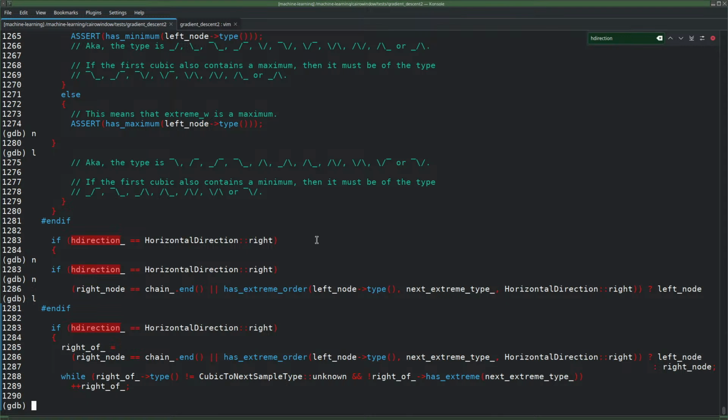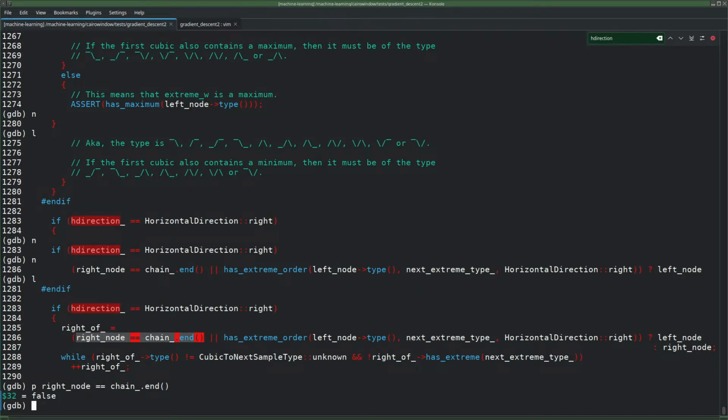And well, as follows. Right off is set to this magic here. Let's see. Right off is not equal to chain end. Let's see if everything I think is correct. Yep.